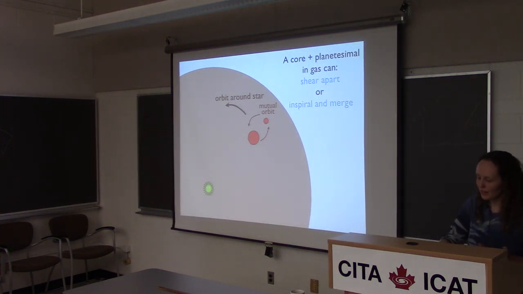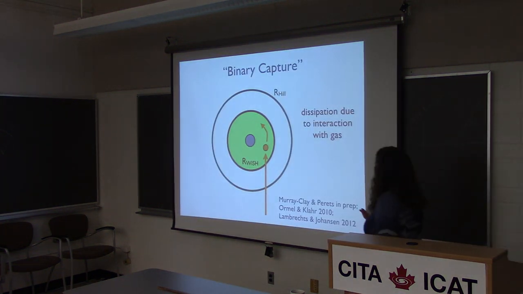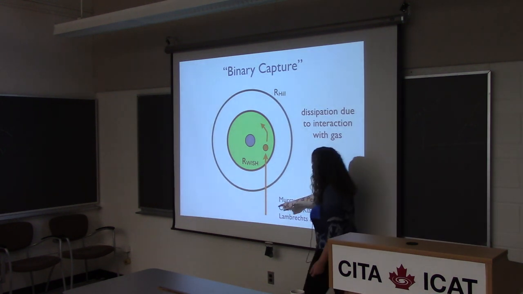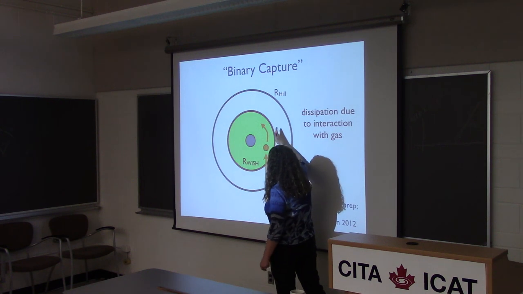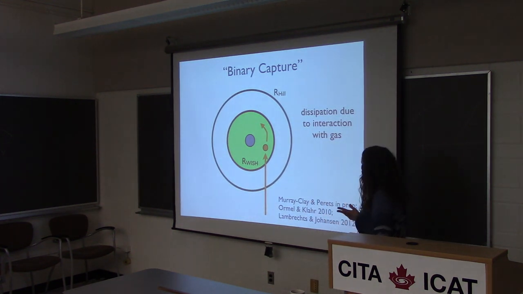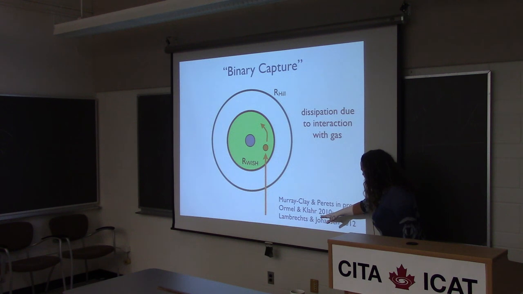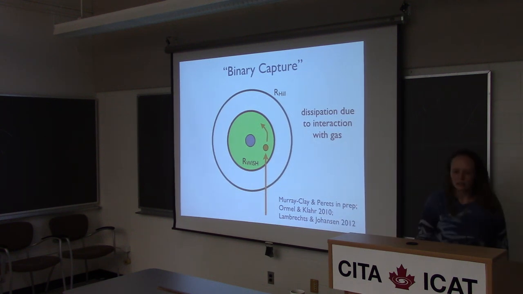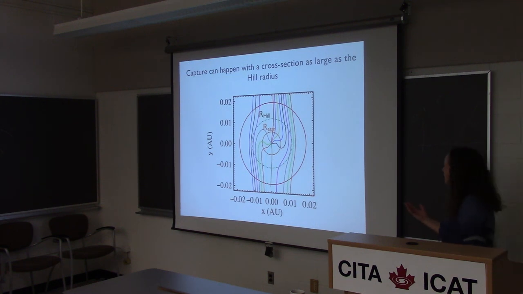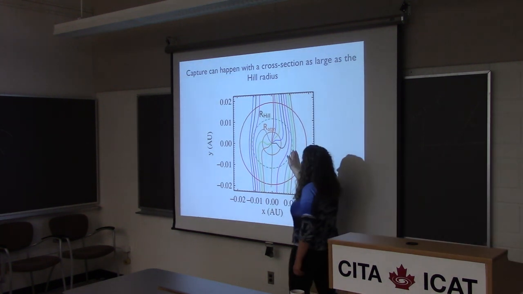So how do you get it into orbit? Well, as I said before, you can get this into orbit through binary capture. You bring your planetesimal into your whoosh radius. If you can dissipate that relative kinetic energy, you can capture it into orbit, do that dissipation, and increase your cross section. This has been called pebble accretion. It's been worked on by Ormel and Klahr and Lambrechts and Johansen. And this can actually increase the cross section for accretion up to the Hill radius.